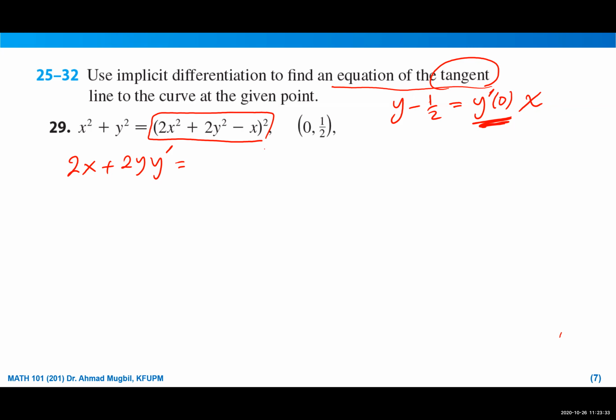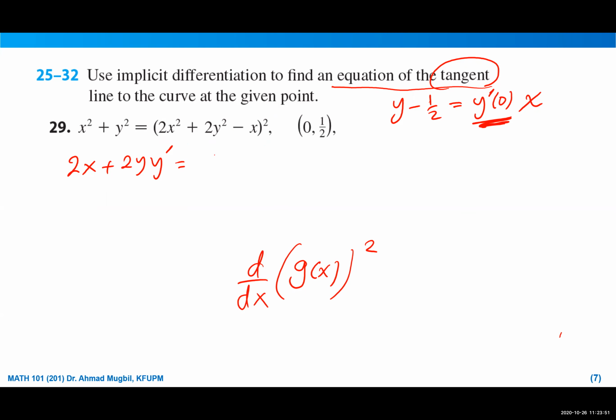Differentiate this. Good, 4x. If you have g of x all to the power 2, how do you differentiate it? Start with the power, differentiate the power.